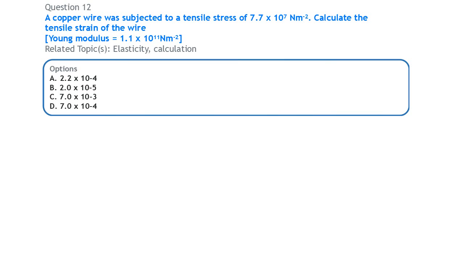Next, on elasticity, a copper wire was subjected to a tensile stress of 7.7 times 10 raised to power 7 Newton per meter square. Calculate the tensile stress of the wire. We are given the Young modulus Z to be 1.1 times 10 raised to power 11 Newton per meter square.